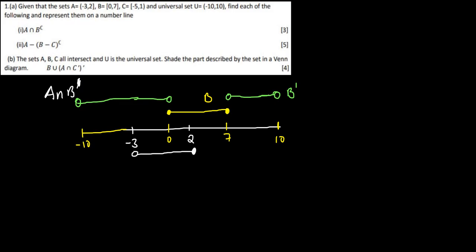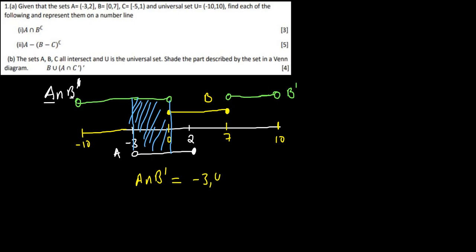Remember, I want where A is intersecting with B complement. B complement is in green, A is in white. So we want where these two sets are intersecting. Therefore, I'm going to come like this. That is B complement, sorry, in green, and then this is the A. So this is the point of intersection that I've put. Therefore, this means that A intersection B complement is going to be equal to from negative 3 up to 0.